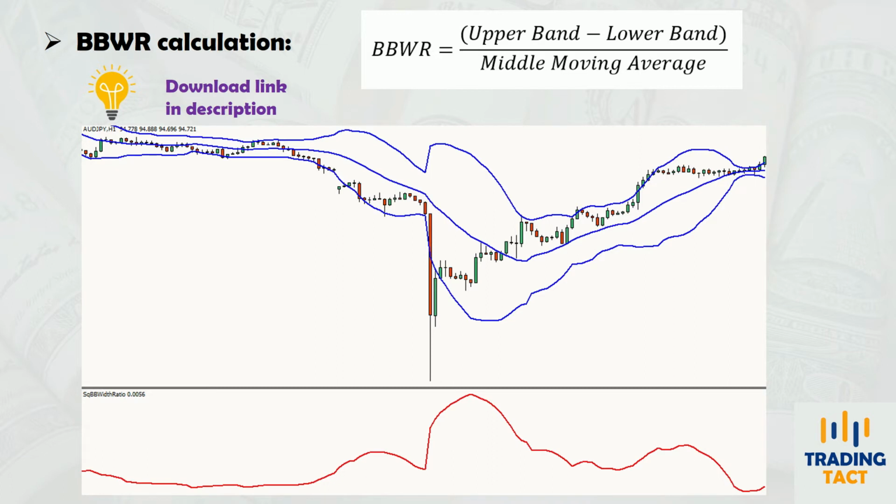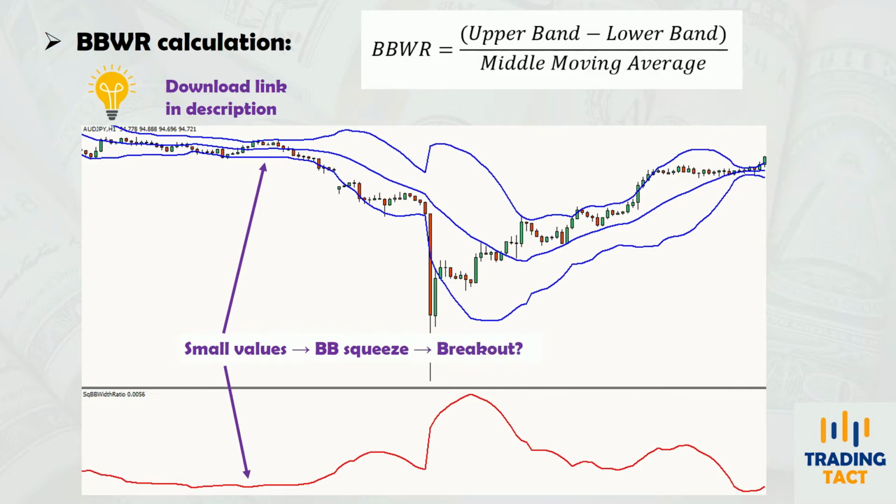A series of small BBWR values indicates a Bollinger Bands squeeze. These squeezes often occur before major economic announcements, where the vast majority of market participants wait on the sidelines, ready to jump on board a trend should a breakout occur.